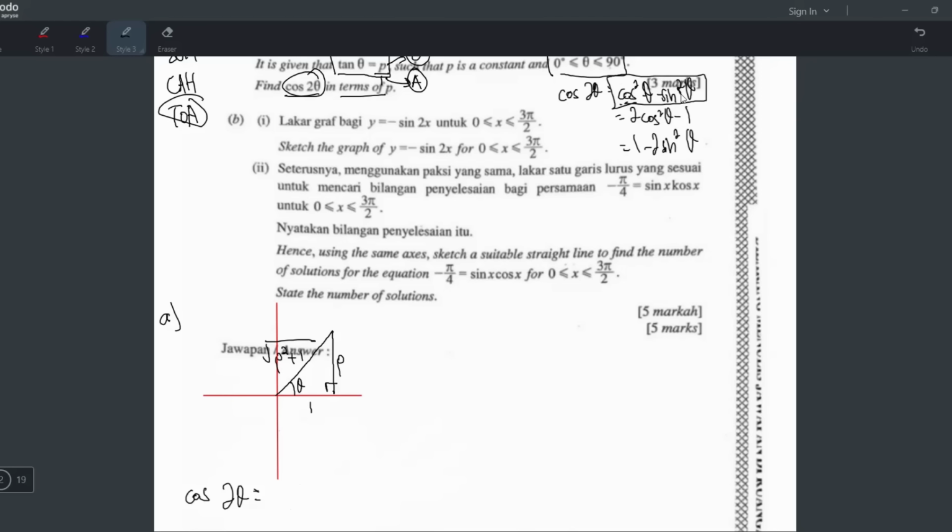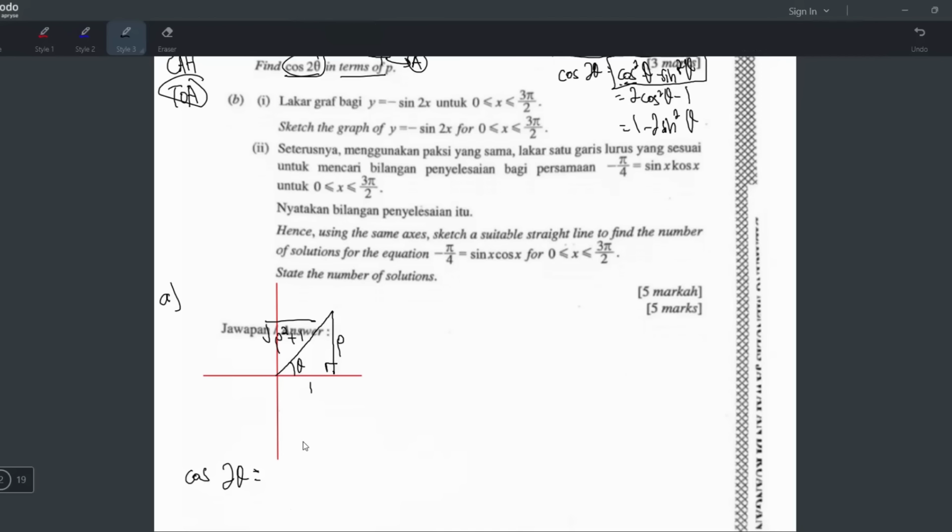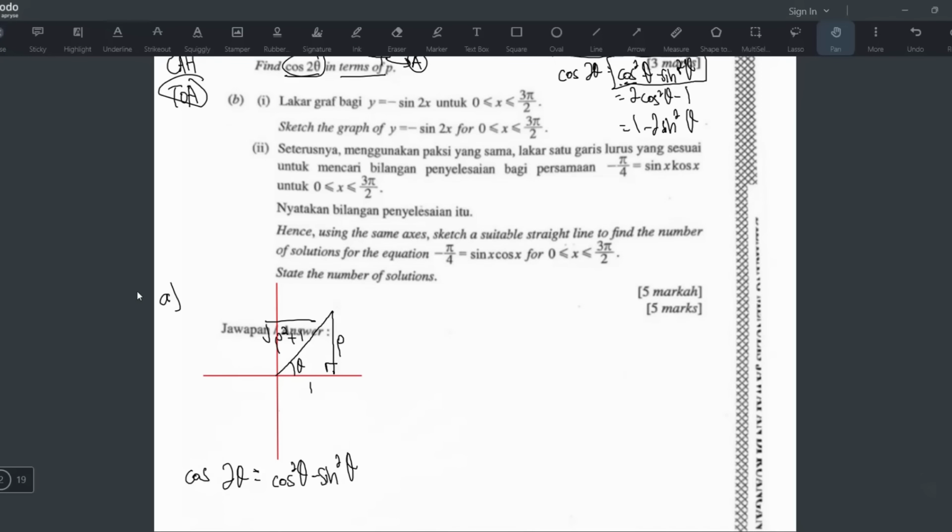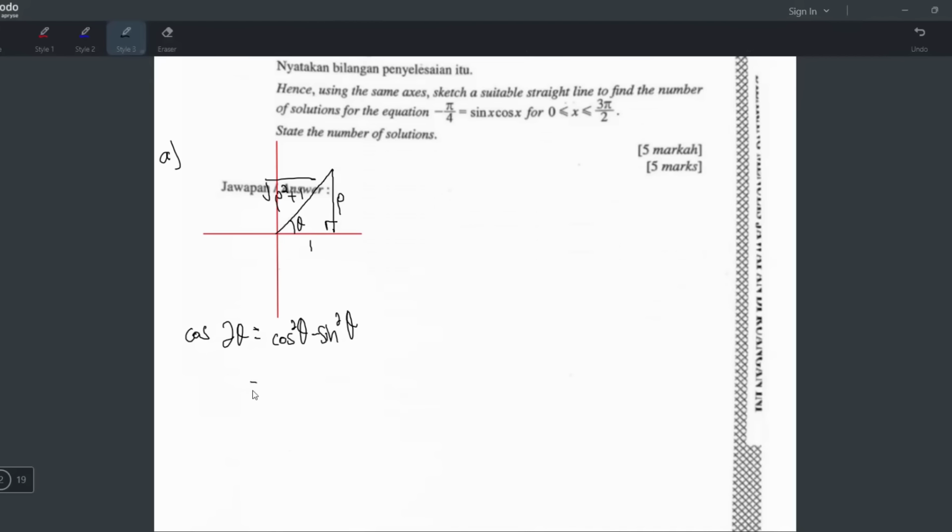Alright, I'll just use cos square minus sin square. So what I will do here is write cos square theta minus sin square theta. And now I will use the right angle triangle to find out the cos theta and the sin theta value. But this one is cos square. And what's the meaning of cos square theta? It means it's cos theta times cos theta. So we have to put a square here. Sin square means the same. It's actually sin theta times sin theta. So I'll square it outside here.